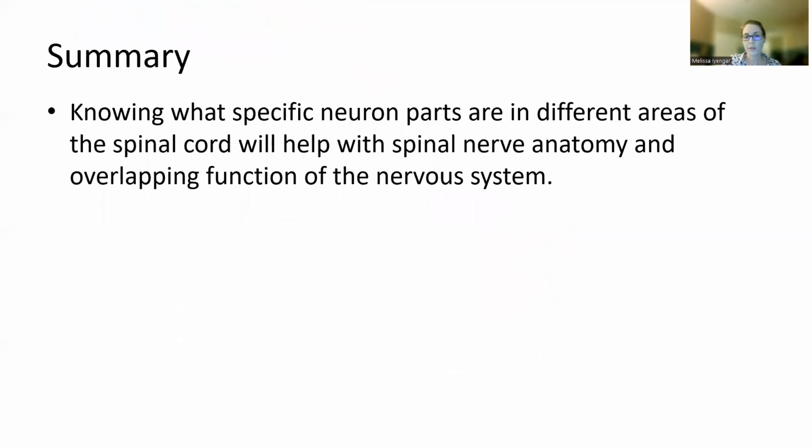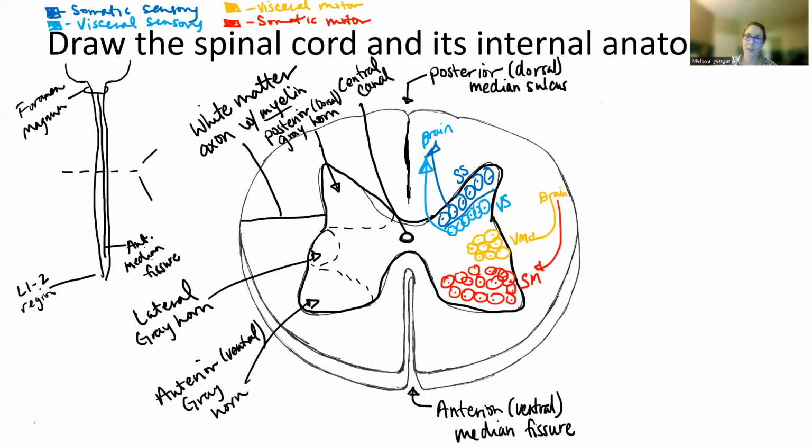So knowing the different areas of the spinal cord and what they're composed of is going to help us as we look at spinal nerve anatomy. It also helps you tie in these overlapping functions. The only thing that you don't know here is that as soon as sensory comes in, in some cases, it will go right back out of the motor stuff in the spinal cord directly.